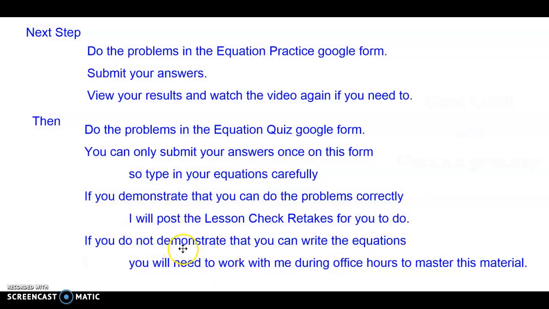If you demonstrate that you really still don't quite understand how to write the equation, then what I need you to do is come in and meet me during office hours, and let's go over this again and see if you can get this figured out about how to write the equation. So that's what you need to do next.